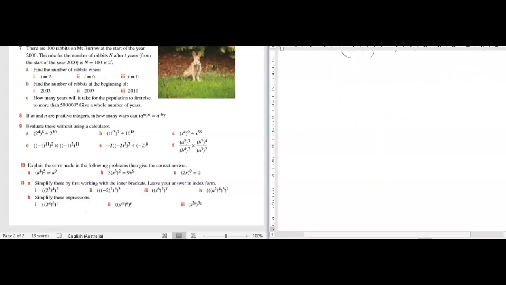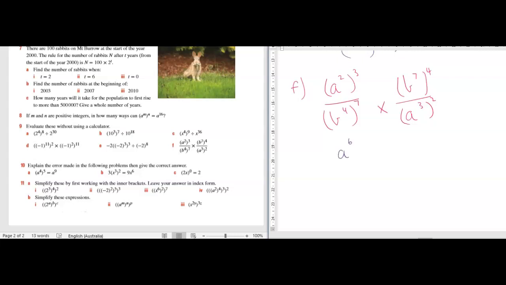All right, let's do F because it looks like it might be a little bit complicated. So A to the power of 2 to the power of 3, B to the power of 4 to the power of 7, B to the power of 7 to the power of 4, A to the power of 3 to the power of 2. Okay, so do your powers first. So let's do A to the power of 6.